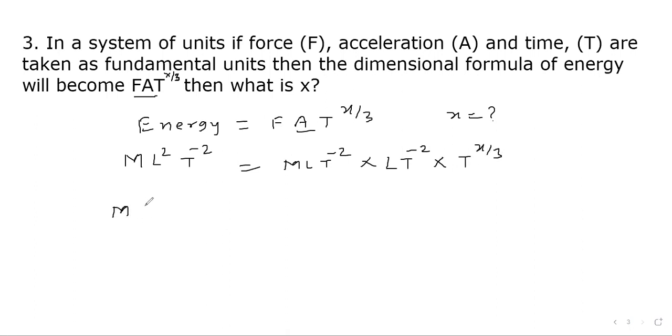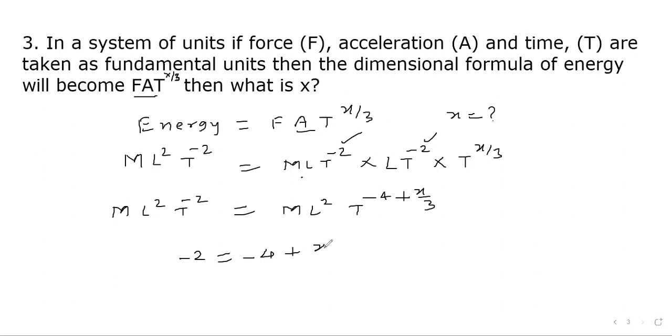M L^2 T^-2 equal to here M L^2 T^(-2 + x/3 - 4 + x/3)... If we compare the two sides, we will get -2 equal to -4 plus x by 3, which implies x by 3 equal to 2, from where we get x equal to 6. And that is our answer. Thank you for watching.